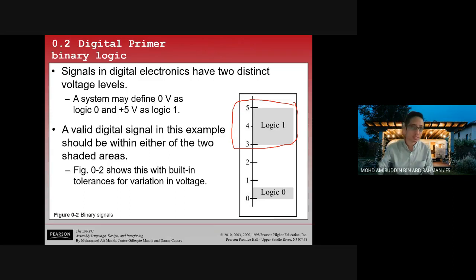This actually shows the tolerance. Let's say the voltage is 3.7, it is still considered logic 1. But if it is below 3, then it won't register any logic until it reaches 1. So in this area, it won't register any logic. That means if the voltage is in between, there is some error within the circuitry of the computer.